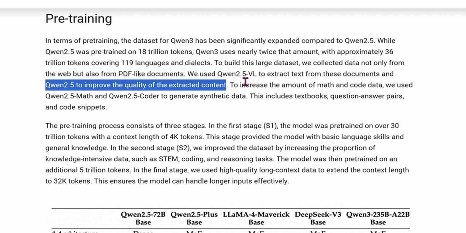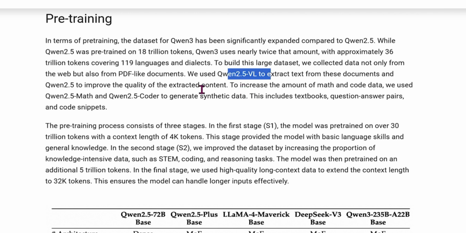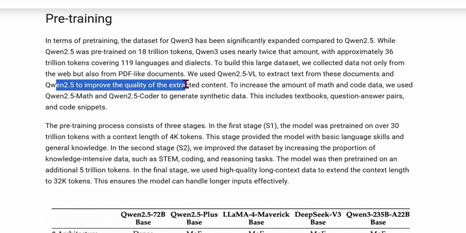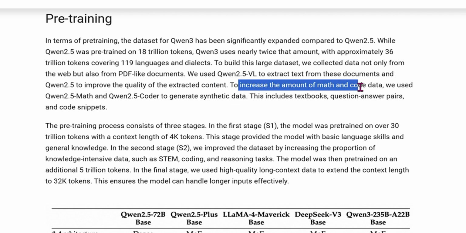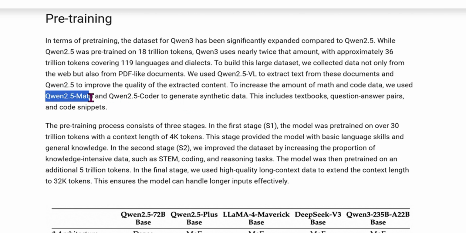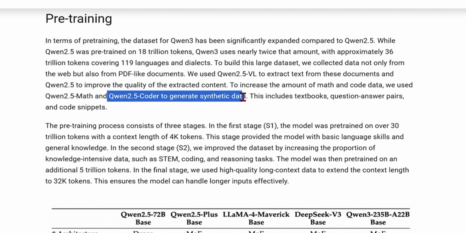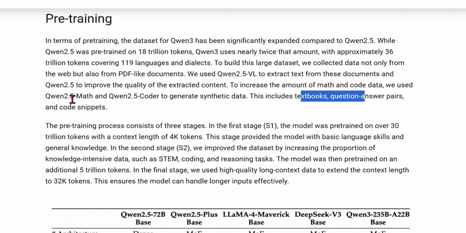Now this is amazing. I love it. They're using their own VLMs, their own models, to extract quality data, and they're training a new version of the model. So they are iteratively improving their own models, and that's pretty amazing to hear. And to increase the amount of math and code data, they are also using their own Qwen 2.5 math and Qwen 2.5 coder to generate synthetic data. This includes textbooks, question answer pairs, and code snippets.